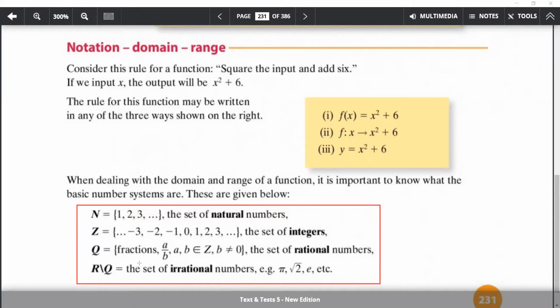Now that we've studied complex numbers, we know that some numbers are imaginary and some numbers are complex. But when we're talking about the real numbers, we say, well, the real numbers minus the rational numbers leaves this type of number, which is an irrational number. Pi, root 2, e, all examples of irrational numbers.